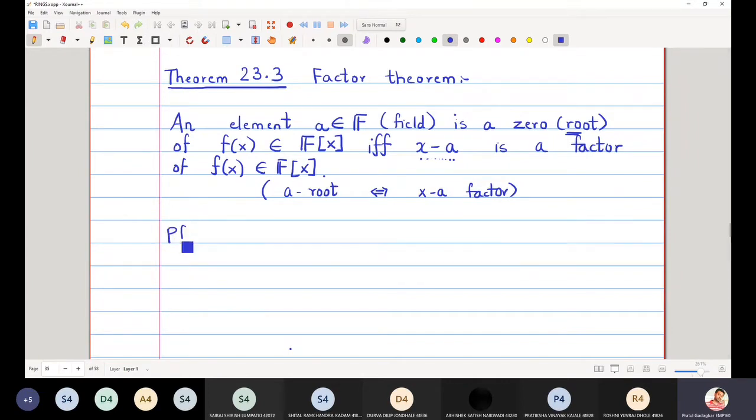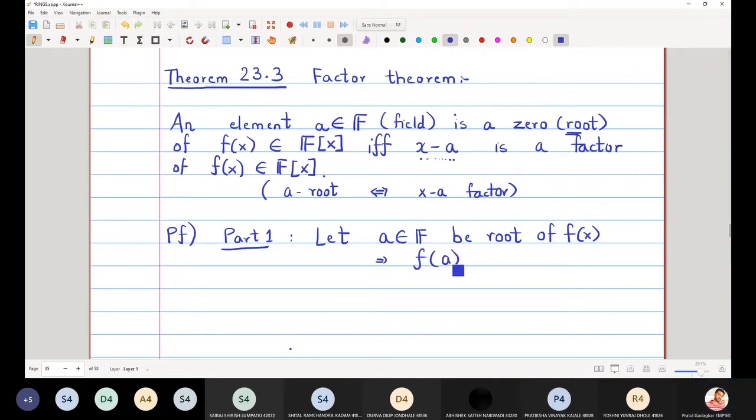As usual, I will split the proof in two parts. In the first part, I will assume that A is a root of the polynomial f(x). So A, I am assuming to be the root. If A is root, this implies that f of a must be equal to 0, because a is root. I'm going to call this statement 1. I'm going to use this somewhere.